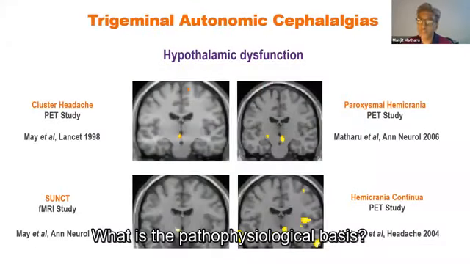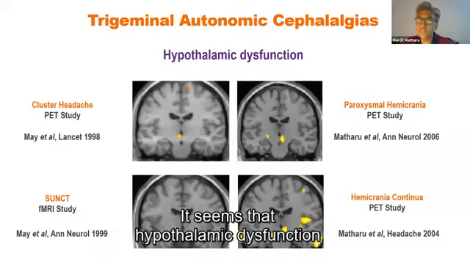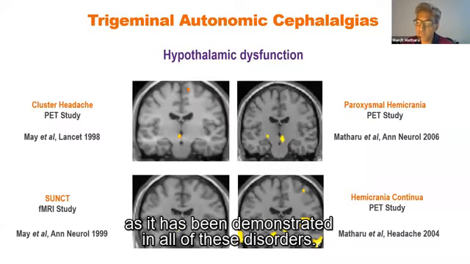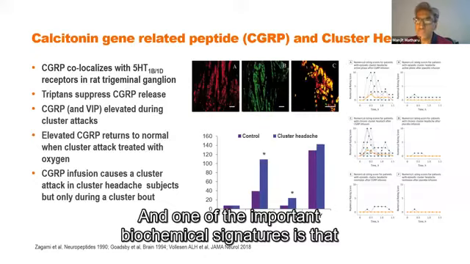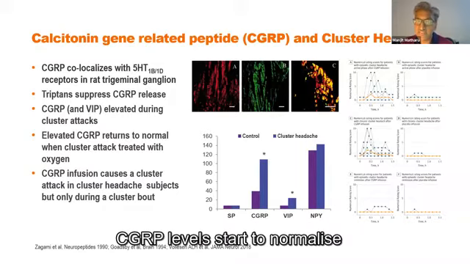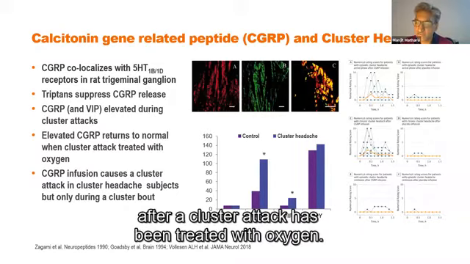What is the pathophysiological basis? It seems that hypothalamic dysfunction in all of these disorders is a signature feature, as it has been demonstrated in all of these disorders. And one of the important biochemical signatures is that you get an elevation of CGRP and VIP during the cluster attacks. CGRP levels tend to normalize after the cluster attack has been treated with oxygen.